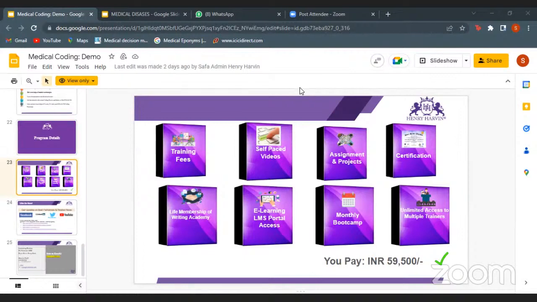In the same way, you will get 3 sets of books: the ICD book, that is for diagnosis; the CPT book for treatment; and the HCPCS book, which is for supplies. As I told you earlier, that may be the types of wheelchairs, crutches and all that. For that also there is one book. So all these 3 books are provided to you by the academy.